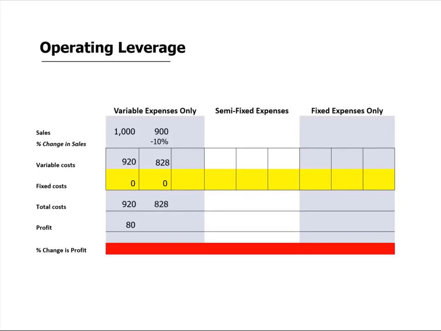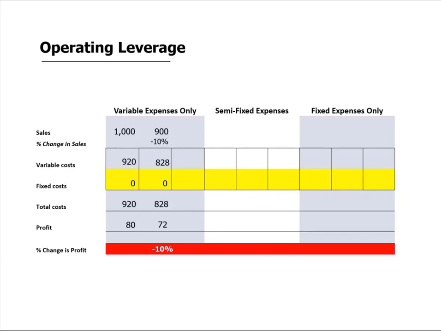That gets us our total costs. A total cost of 828. 900 minus 828, and there we get 72. So what's happened is our profit has gone down by 10%.